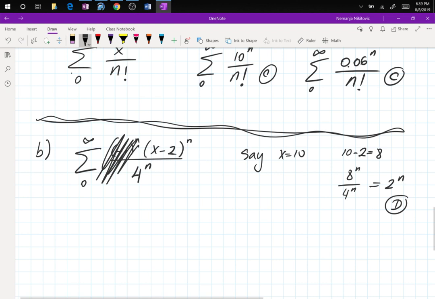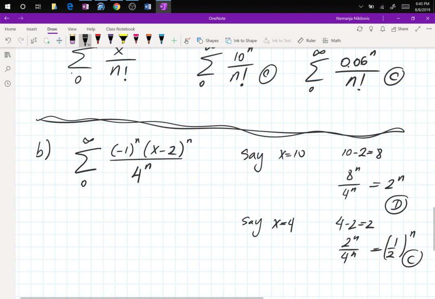How about if I pick 4? Say x equals 4. If x is equal to 4, then I have 4 minus 2 equals 2. I get 2 to the n divided by 4 to the n. That's 1/2 to the n. Oh, that's convergent. So in this case, certain x values are going to make it converge and certain x values are going to make it diverge. I want to find exactly where those cutoff points are, which we call the interval of convergence. Where are those cutoff points where this becomes convergent, and what are the other values that make it divergent, right?